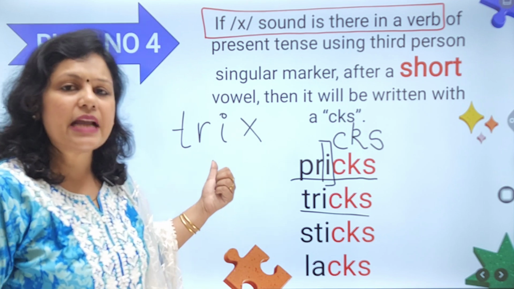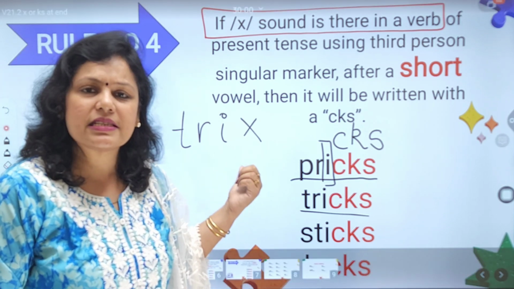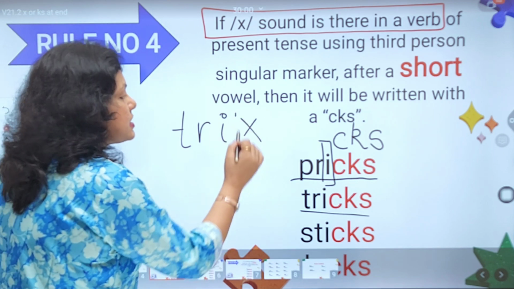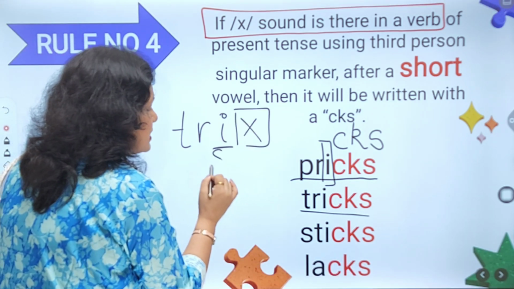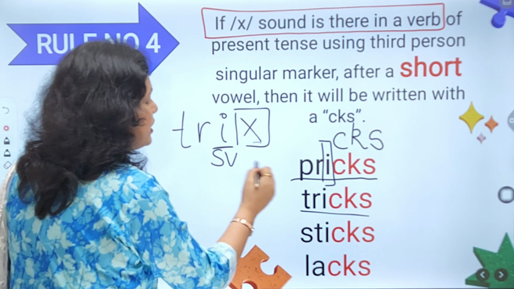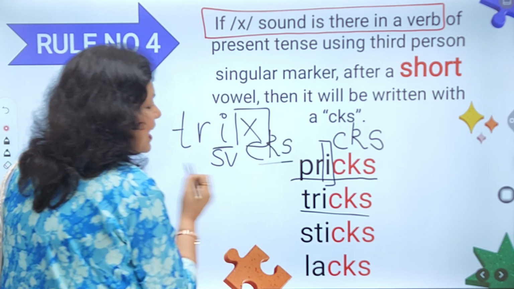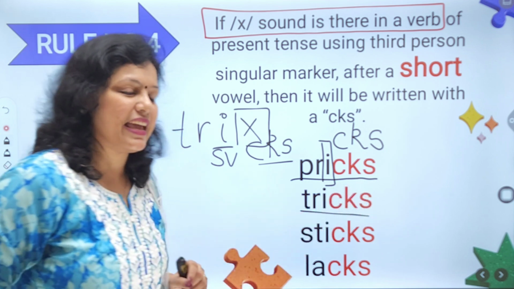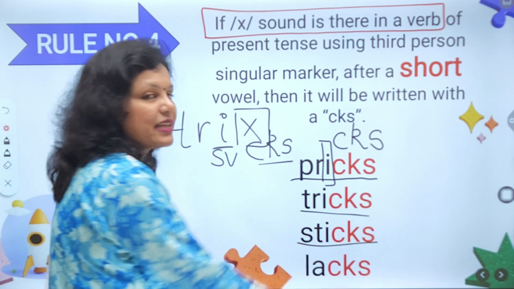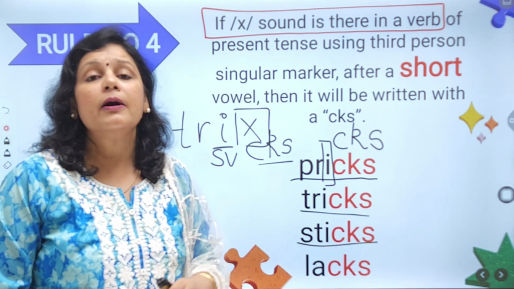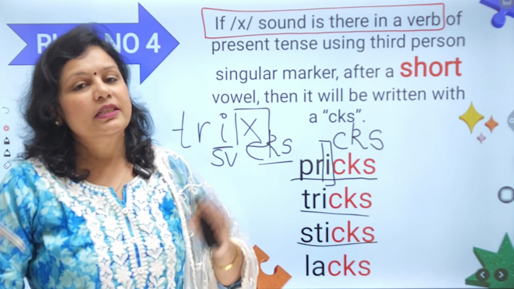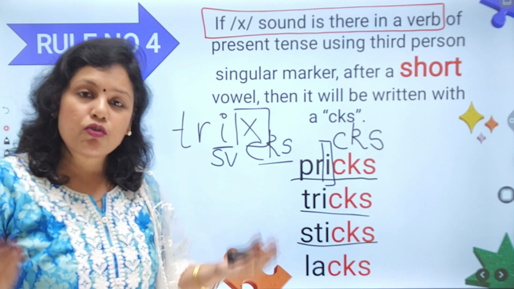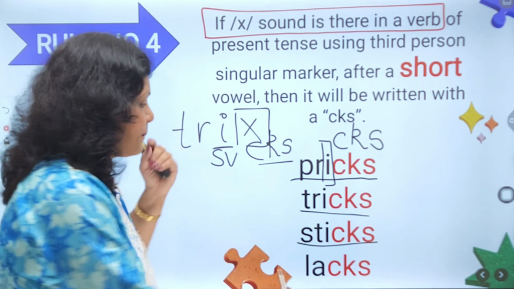Is this a noun? No, this is not a noun. Is this a verb? Yes, this is a verb. Is this X sound followed by a short vowel sound? Yes. So what will you write? You will write CKS. And that is why the spelling of tricks is TRICKS. Similarly, sticks. Now sticks, it is a verb also, it is a noun also. And in both these cases, this word and this rule are actually fitting.